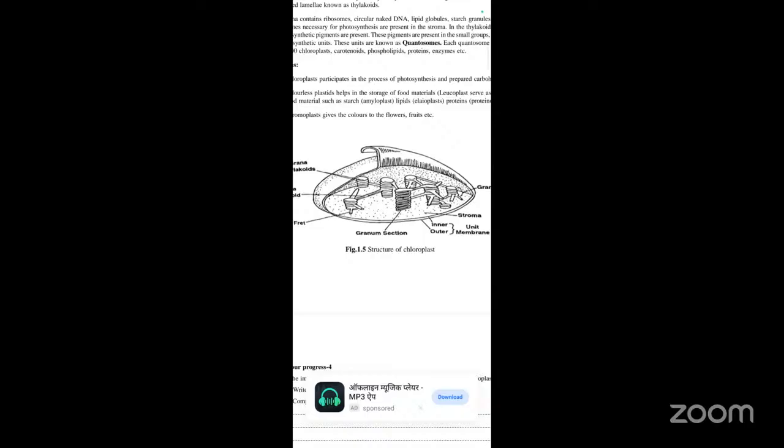The green colored plastids are also called chloroplasts. Chloroplasts are usually ellipsoidal or discoidal in shape, measuring about 5 to 10 micrometer in thickness. About 20 to 50 chloroplasts are found in each photosynthetic cell of the leaf.